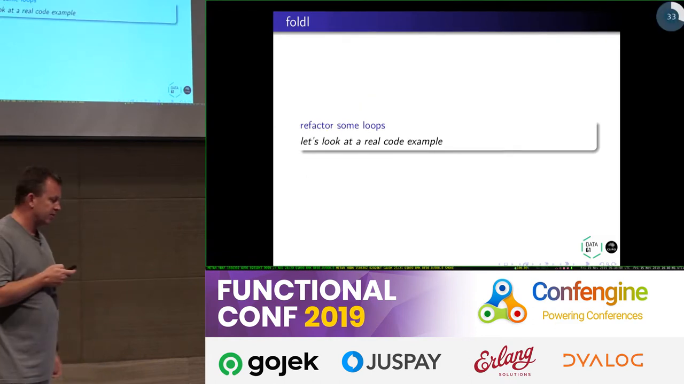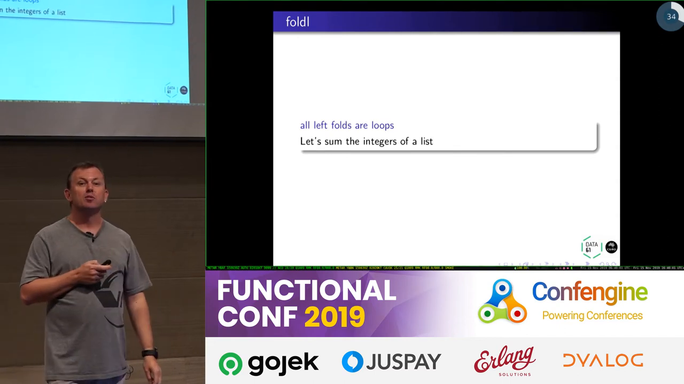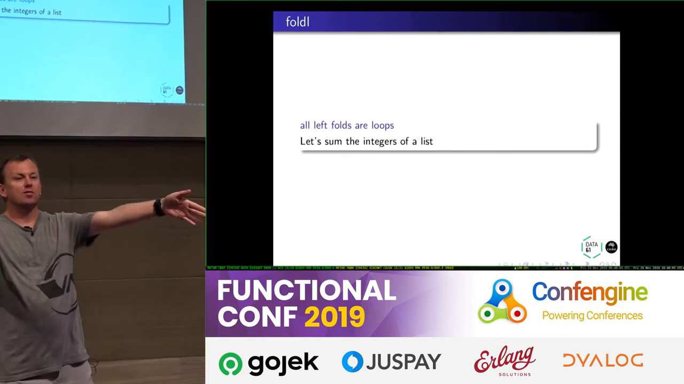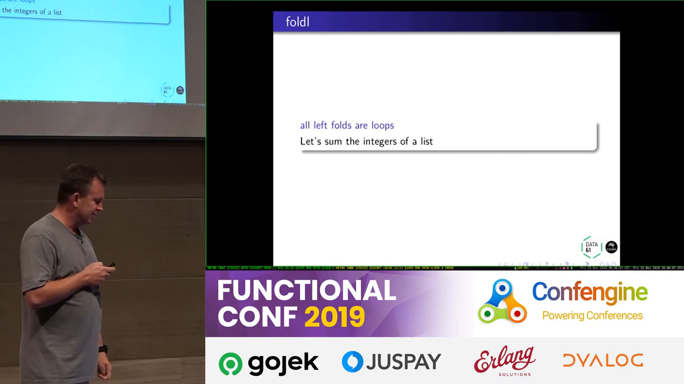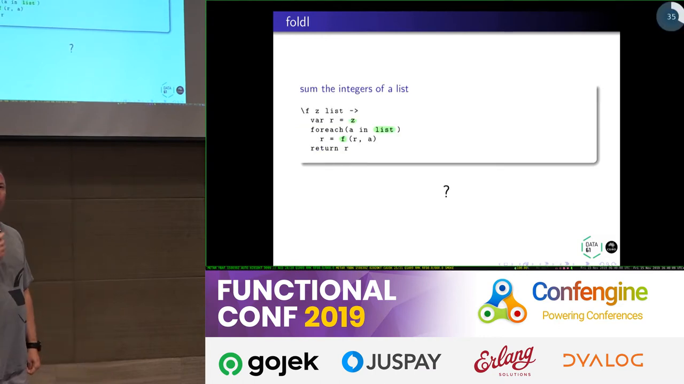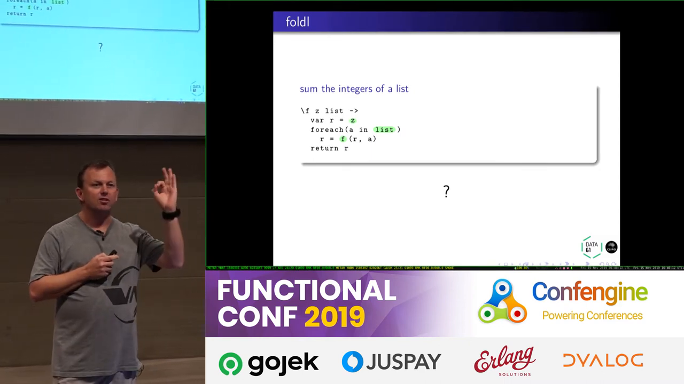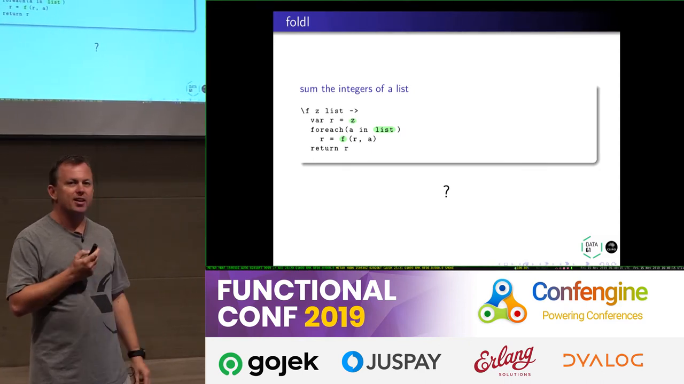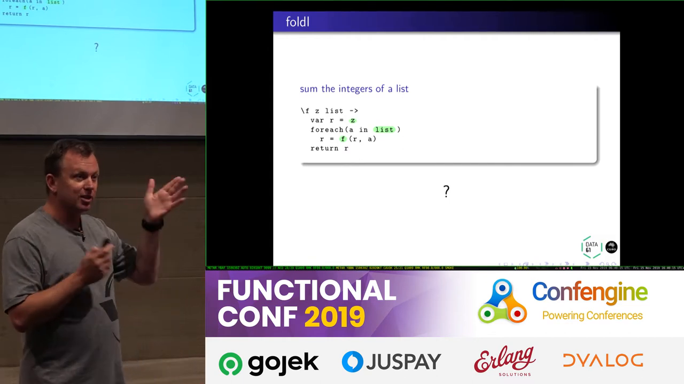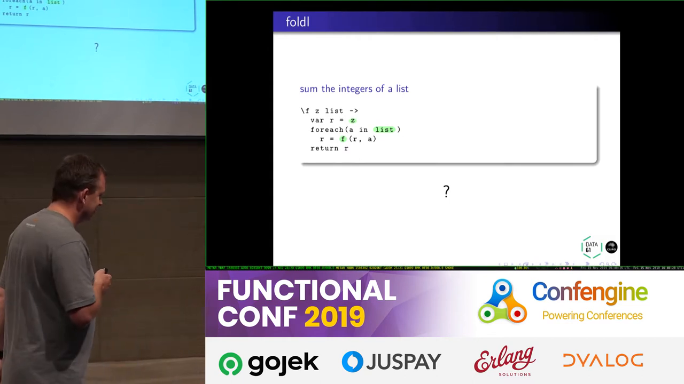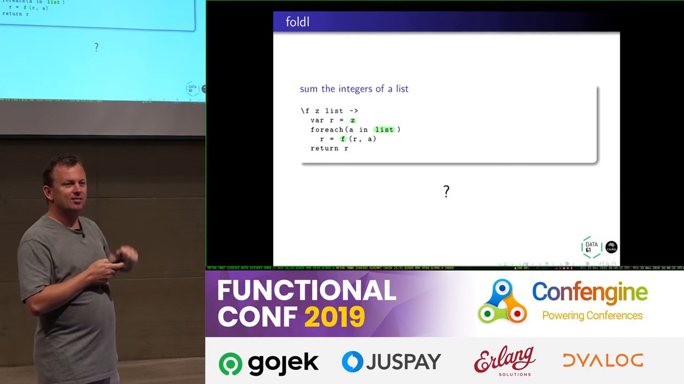So let's look at some real code. Let's add up the numbers in a list. Here's a list of numbers, add them up. Okay, what am I going to replace z with? Well, zero, yeah? What about f? Plus, you were listening yesterday. Excellent. That will add up the numbers in the list.